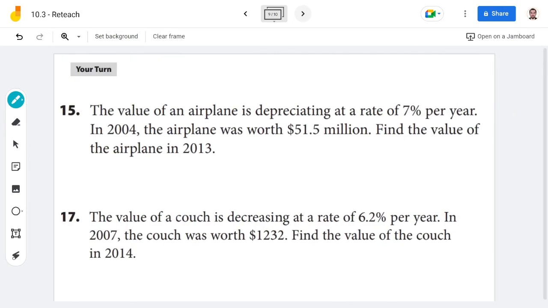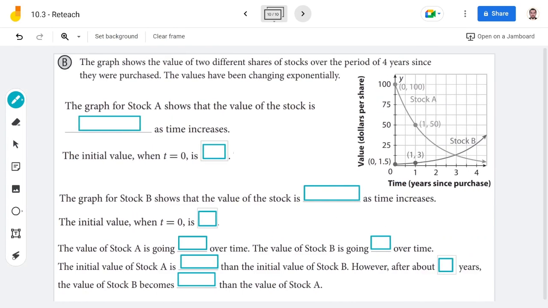Here are some questions about decay. Try to solve them by yourself. Now, the last one: how can we compare between two functions, one decay and one growing? This one is a decay function, because it's decreasing. And this one in the red color is a growth function.